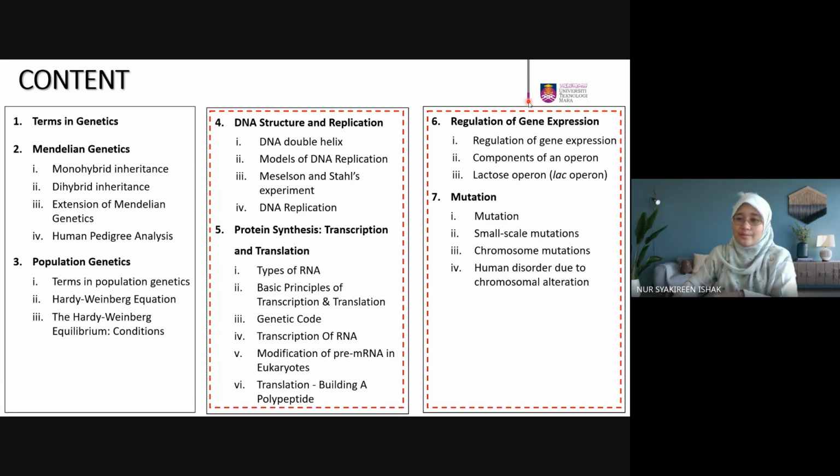But this one, we are going to look at how genes are regulated by a group of genes. We call it an operon. These operons are usually found in bacteria. The bacteria will metabolize lactose as a source of energy. So how does the bacteria use that lactose as a source of energy? It is controlled by the lac operon. And then mutations, right?